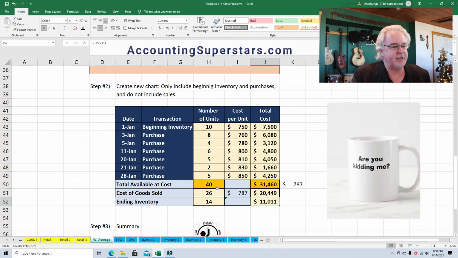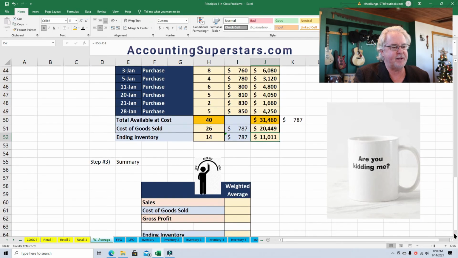And another way to do it too, and we could be off by a couple of pennies because of rounding errors, is we could say, well, what's the weighted average cost of these? Well, the weighted average cost is 787. And we could go 14 times 787, and we'll get something really close to $11,011. So that's all there is to it. It's just that easy.